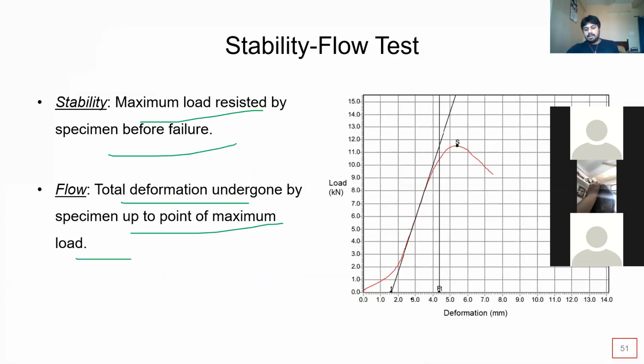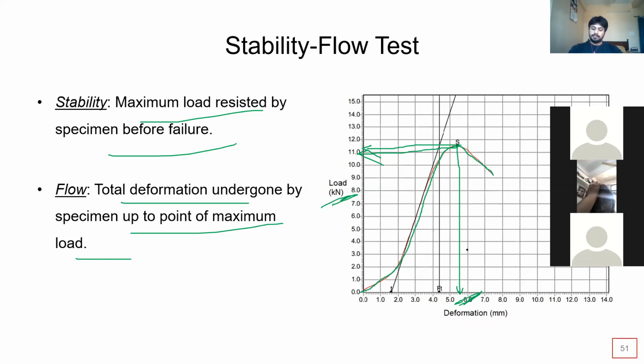So generally the load keeps increasing like this. At this point, as the specimen has failed, the load carrying capacity will decrease. So this peak will be called your stability. Suppose it is 11.5 and the corresponding deformation is, say, 5.5 mm. So your stability will be 11.5 kilonewton and your flow will be 5.5 mm.